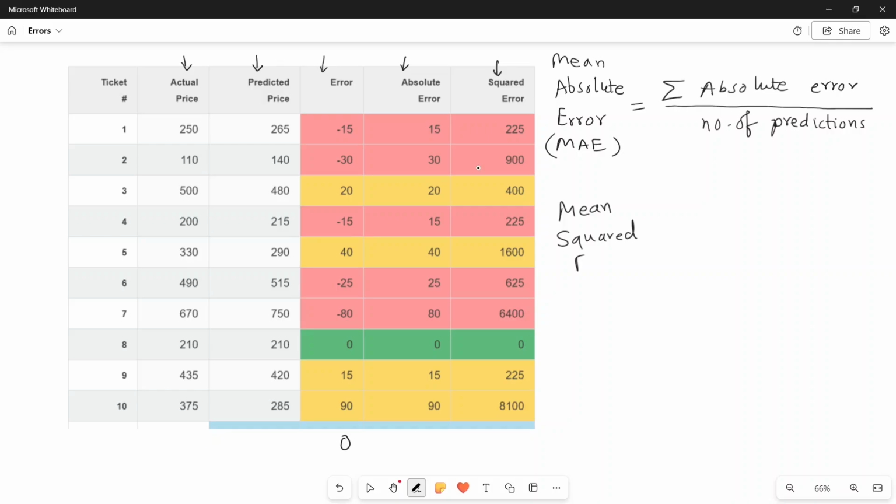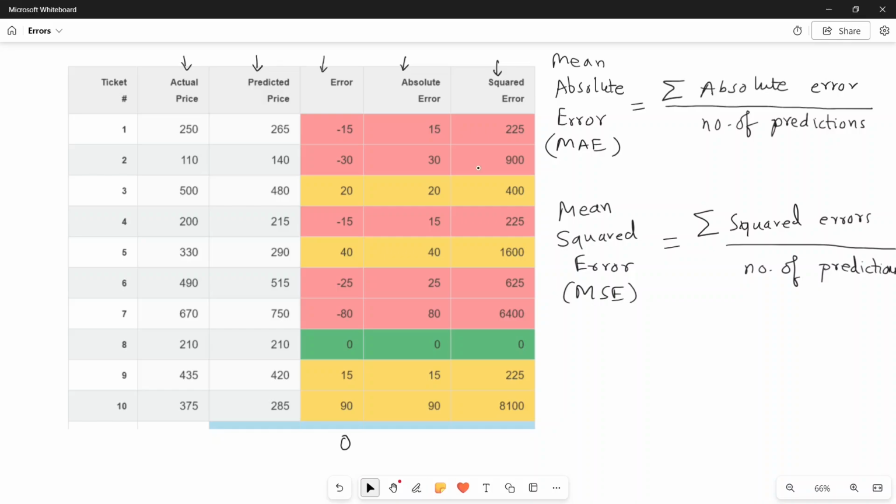By your common sense you must have predicted what I'll write. This is equal to the sum of the squared errors divided by the number of predictions. But now there is a slight problem in this.